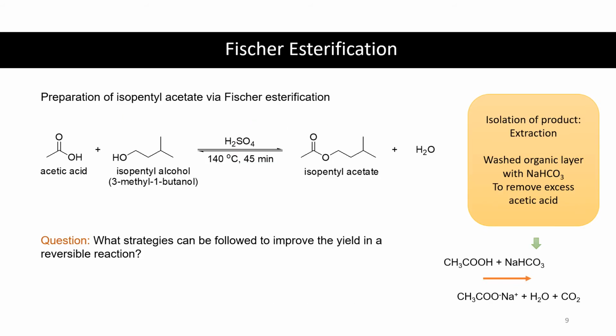Our next lab was Fischer esterification, where we prepared isopentyl acetate through the Fischer esterification method. This is when we react a carboxylic acid with an alcohol in the presence of a strong acid catalyst like sulfuric acid. Just like in the previous experiments, if you were given a carboxylic acid molecule and an alcohol, you should be able to predict the respective ester and vice versa.